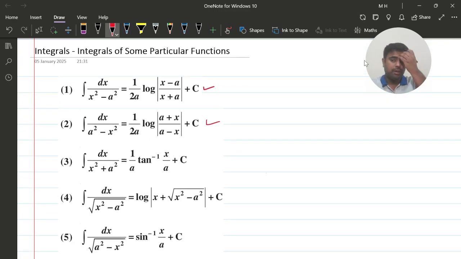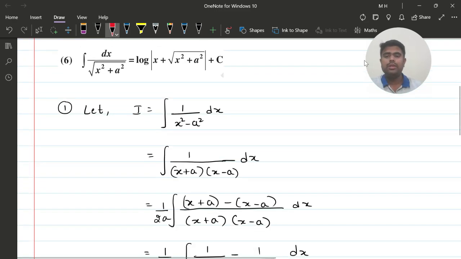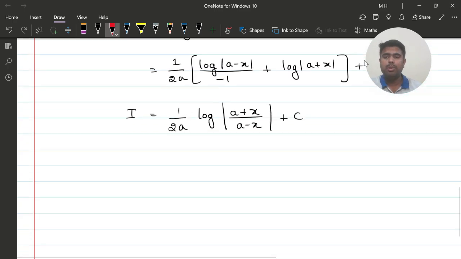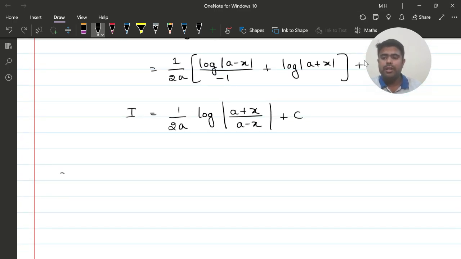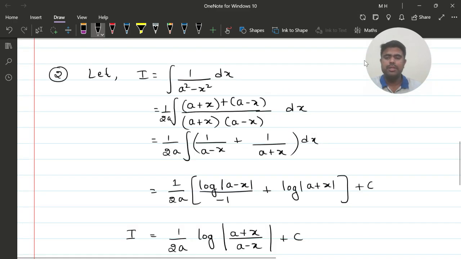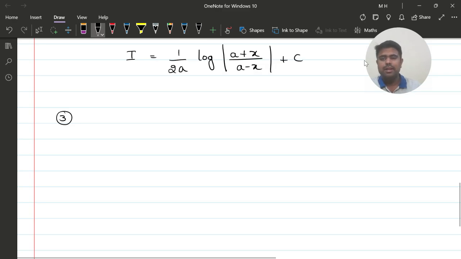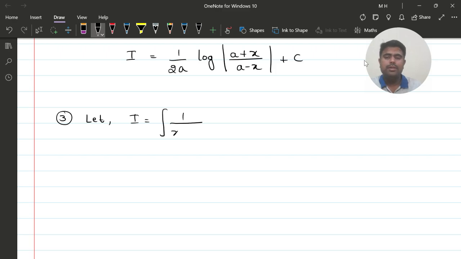Okay, that's done. Now coming to the third question, I mean the third property. The third property is the integral of a square plus x square. So x square plus a square, or x square plus a square, both are same anyways. So I will just let this to be I. Let I be equal to the integral of 1 by x square plus a square dx. Now what I will do is I will just substitute x equal to a tan theta.